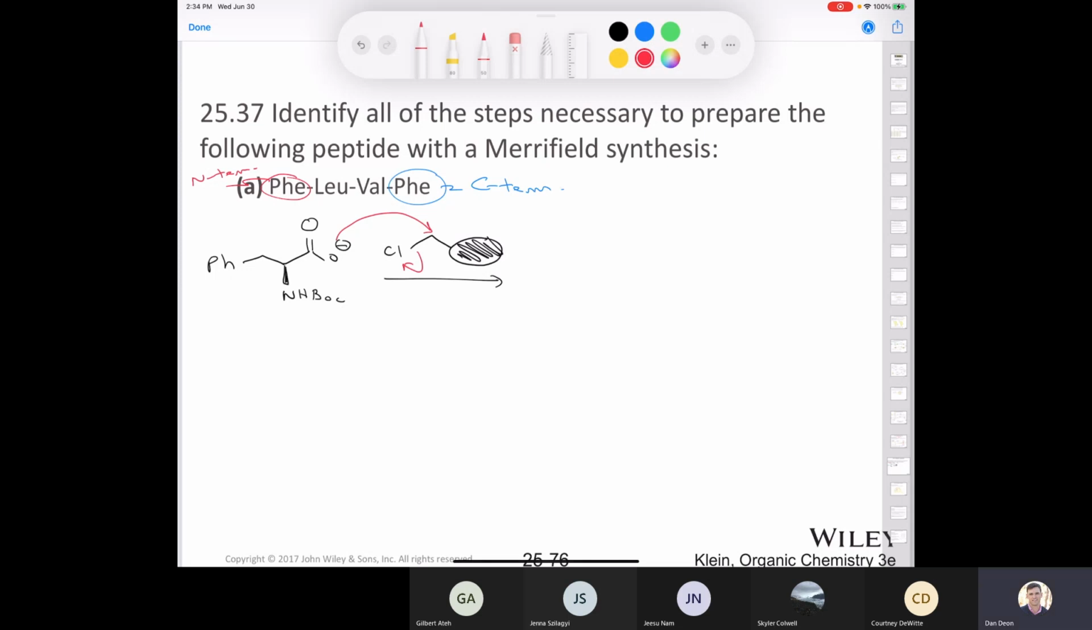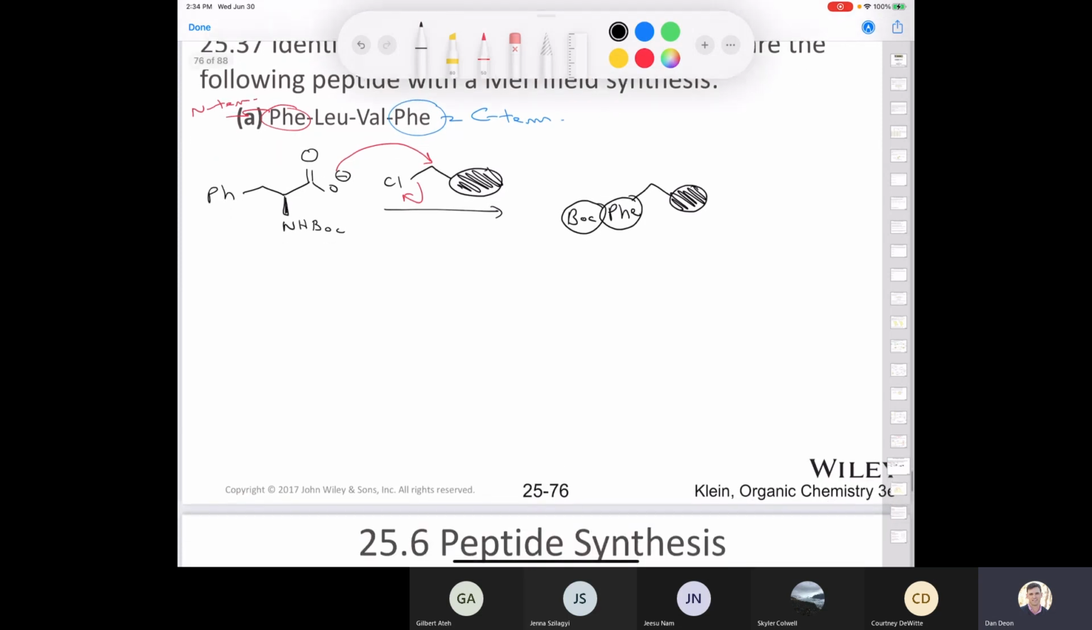You're going to end up with this. Oops, where's my black pen? Write it like this. Here's your polymer, here's your methylene, then you've got phenylalanine. And then attached to that, why don't we just write Boc like this? So the next step is going to be to remove that Boc.